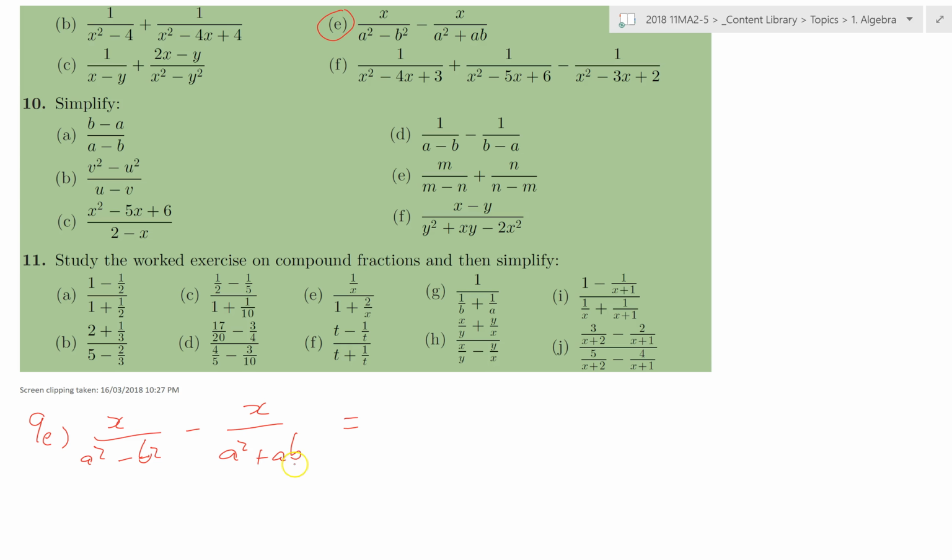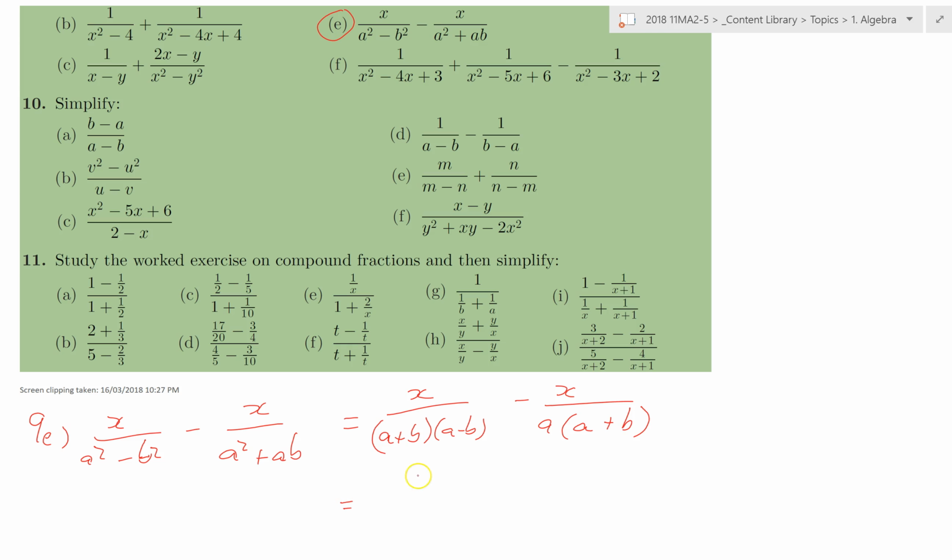We don't have a common denominator. And rather than just blindly going in and multiplying everything by every other denominator, we're going to try to make our lives a little easier if we can. So I've got x over (a plus b)(a minus b), minus x over a(a plus b). So now I'm looking for the lowest common denominator. I'm going to need to multiply this side by a, top and bottom, and this side by a minus b, top and bottom. My lowest common denominator is going to be a(a plus b)(a minus b).